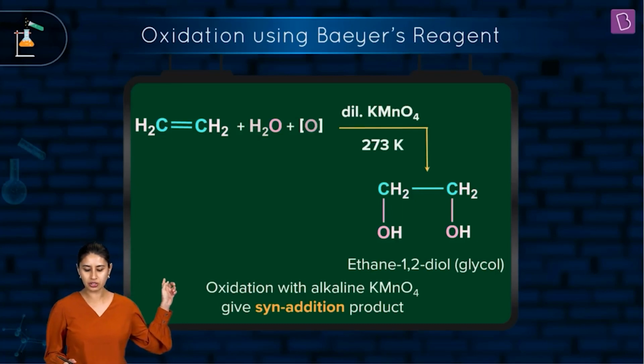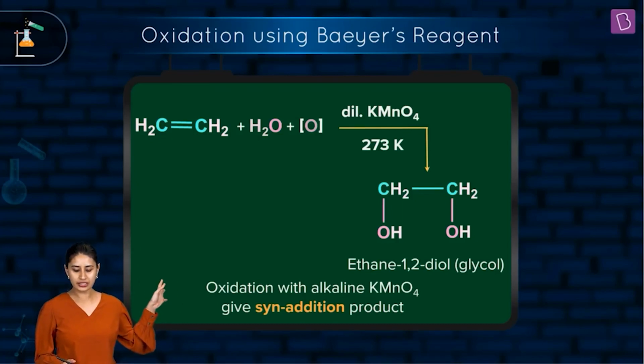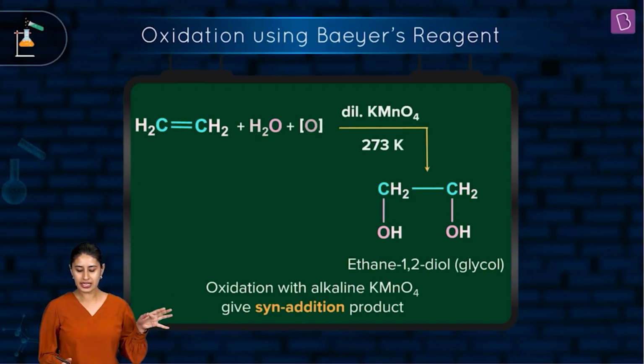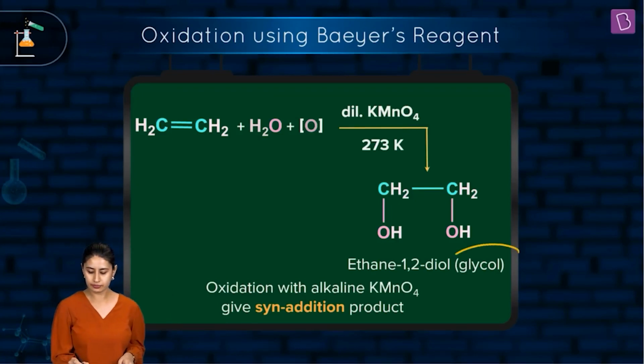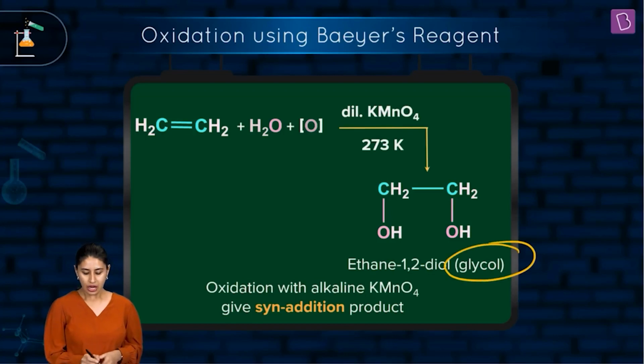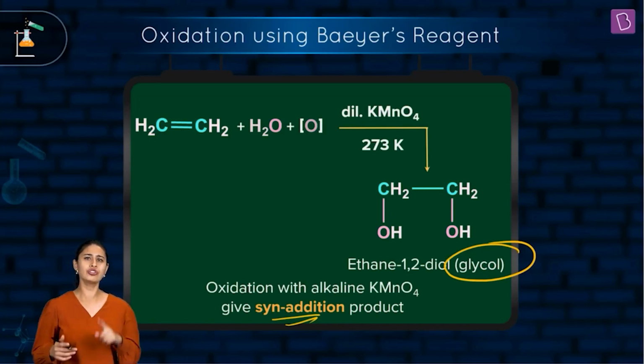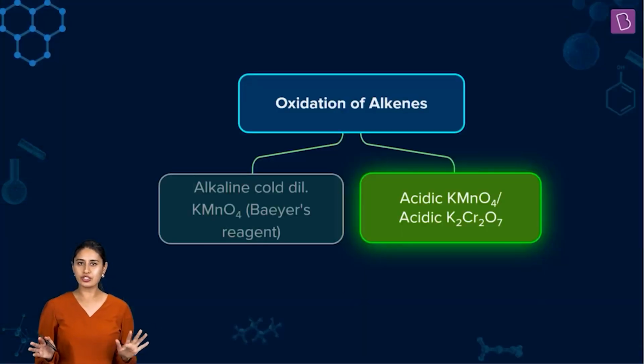Now let's move further and talk about the reaction at play here. So you can see what is going on. If we start with ethene, we get ethane-1,2-diol, which is also called glycol. Oxidation with alkaline KMnO4 gives syn addition yet again. Both the OH groups are getting added from the same side of the double bond, that means it's a syn addition, just like what you saw in hydrogenation. So Bayer's reagent is sorted.